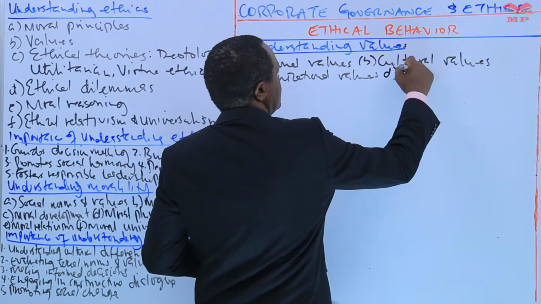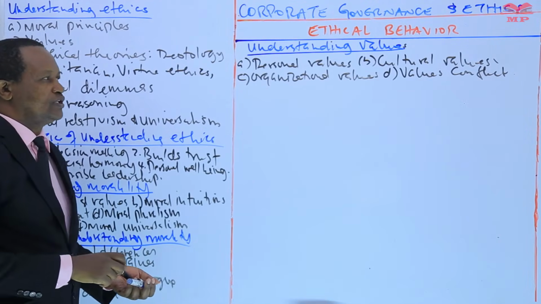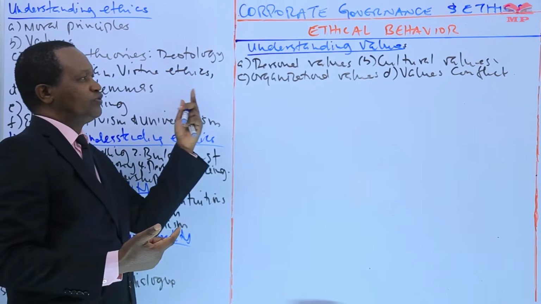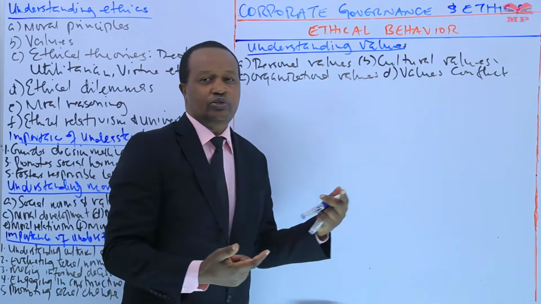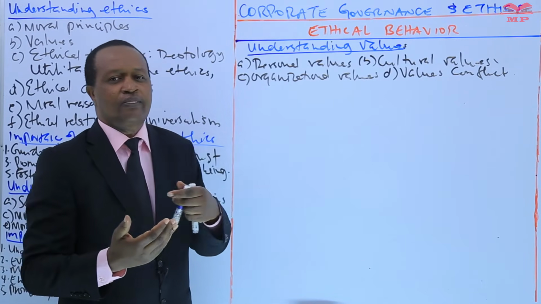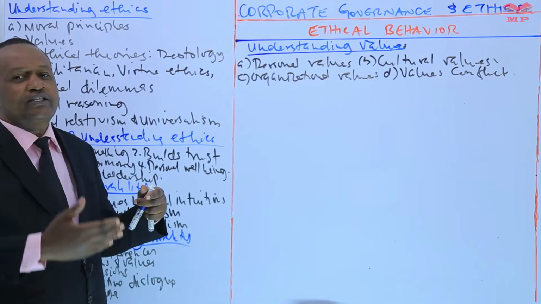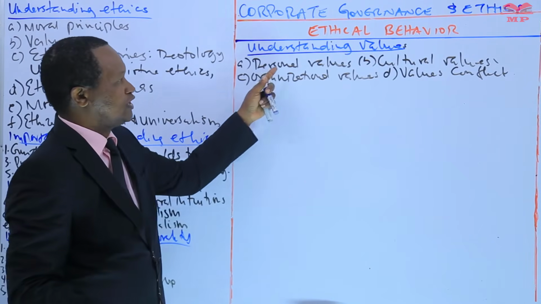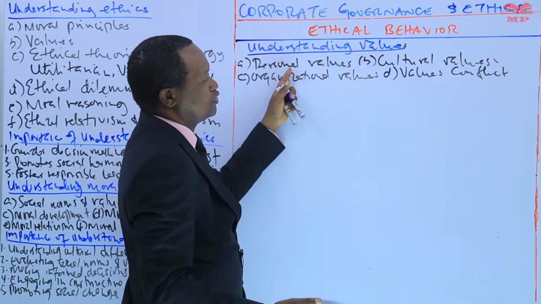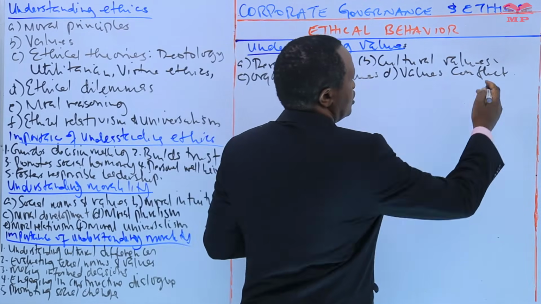Values conflict. Conflict of values. To understand values, we need to have knowledge of values conflict. Sometimes our personal values may conflict with organizational values, they may conflict with cultural values, and so on, creating what we call ethical dilemmas. Resolving these conflicts often requires careful consideration of the various values at stake and their relative importance. So to understand values, we need to have a clear understanding of this conflict, which we are calling values conflict.